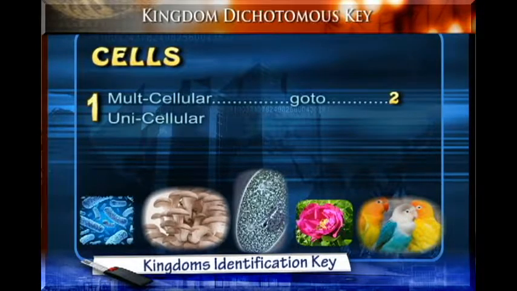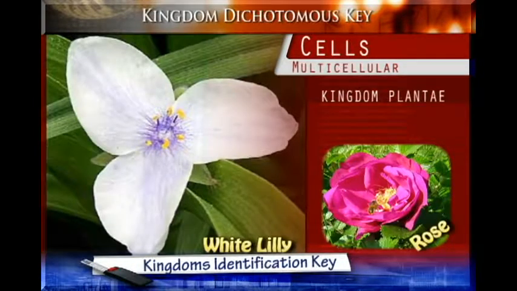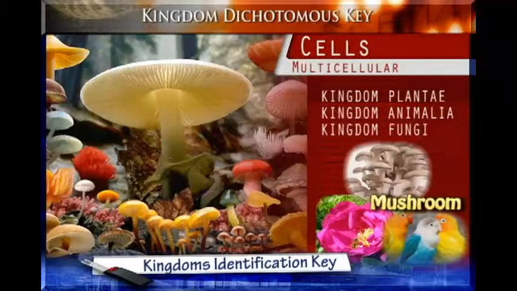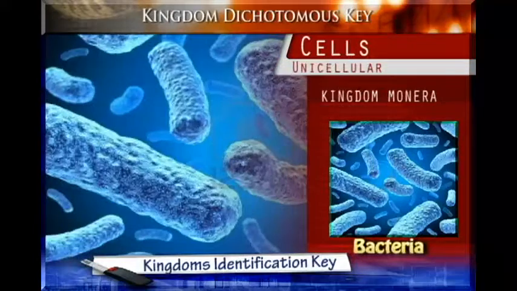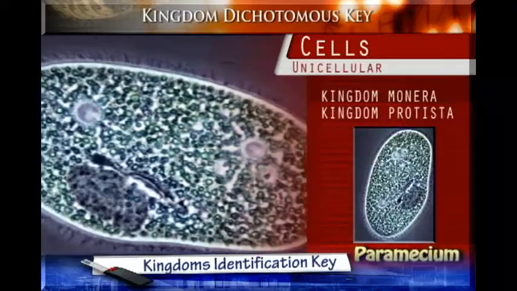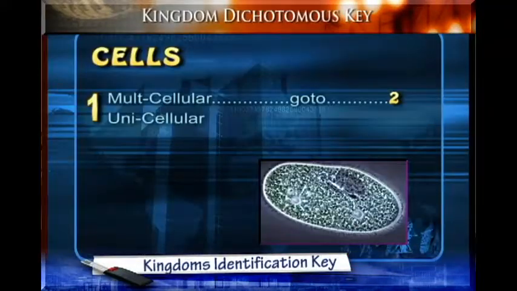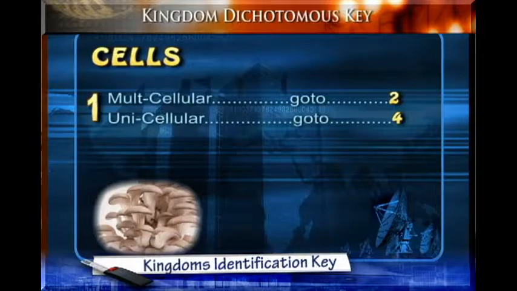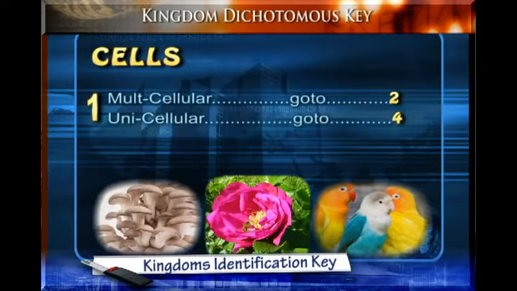Because when you're looking at the multicellular, we have Kingdom Plantae, Kingdom Animalia, and Kingdom Fungi. And those which are unicellular, we have Kingdom Monera and Kingdom Protoctista. So we send Protoctista and Monera to number 4, and we send the fungi, plants, and animals to number 2.